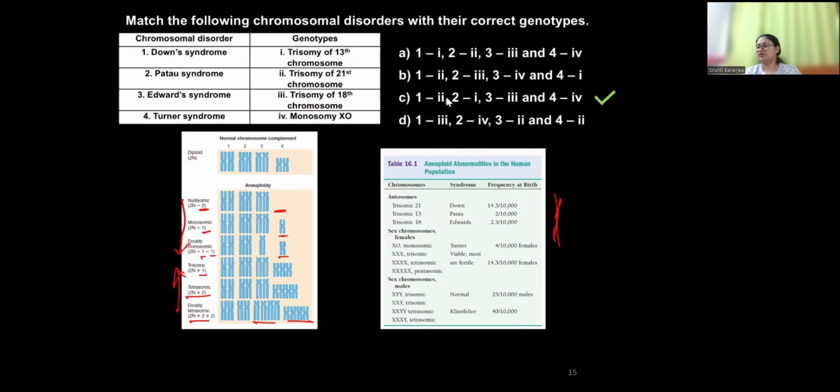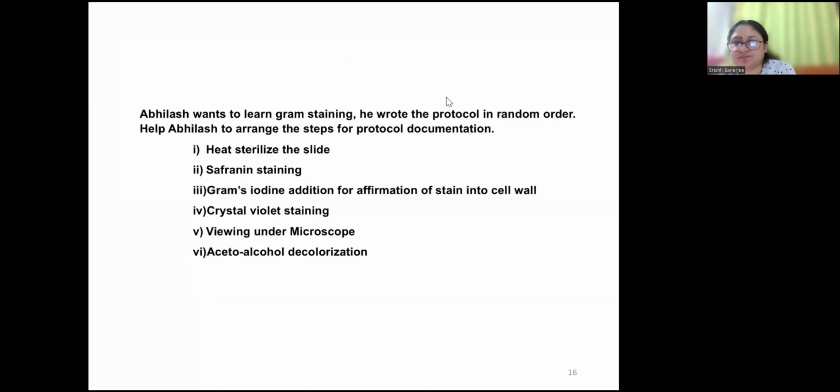Okay, let's go to the next question. Now we'll shift slightly from Mendelian genetics and clear our minds out of it. It's a lot of that. So here the question is that a student is trying to learn gram staining. So what is gram staining? And he has written the protocol in a random order.